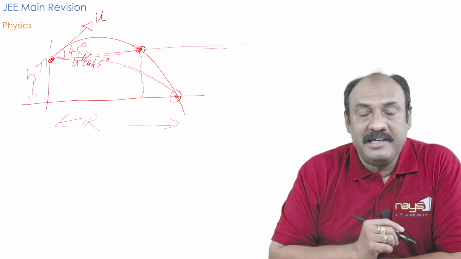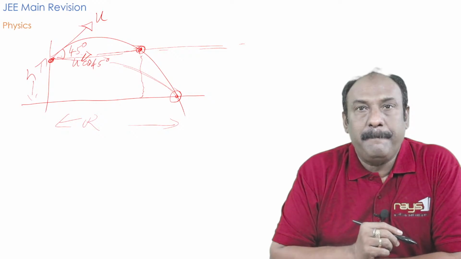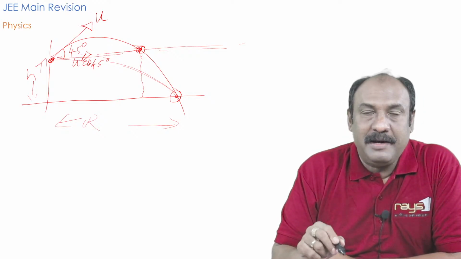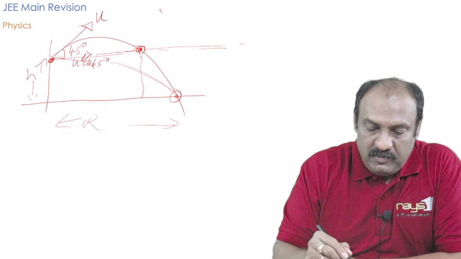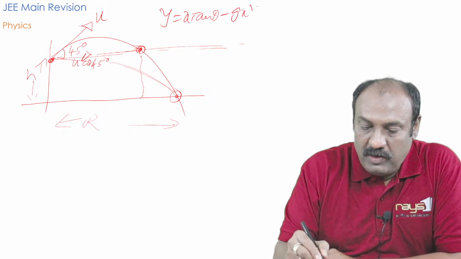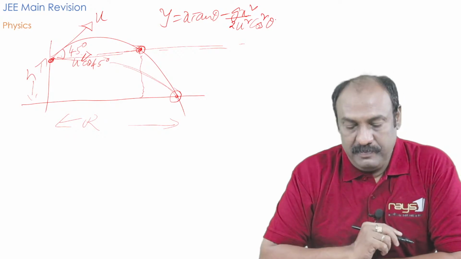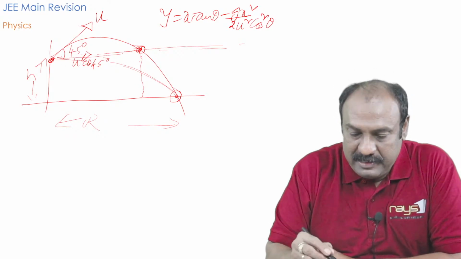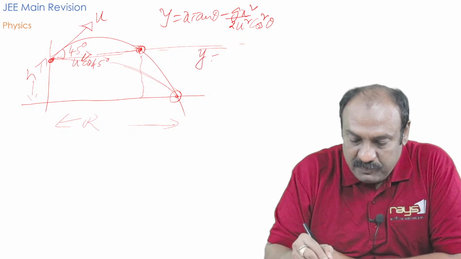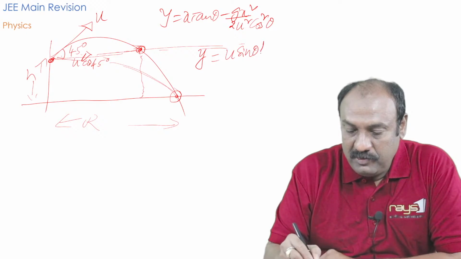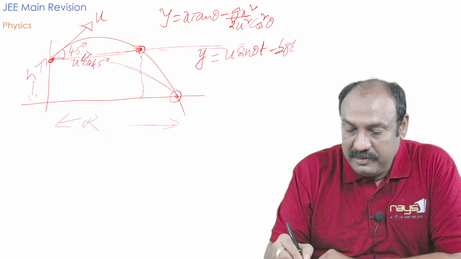What is the basic equation for the path of the projectile? y equals x tan theta minus g x square by 2 u square cos square theta is the basic equation. But here I am going to calculate the vertical displacement of the particle. So what is the vertical displacement of the projectile? y equals u sin theta into t minus half g t square.